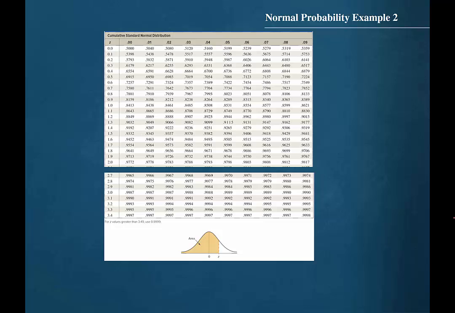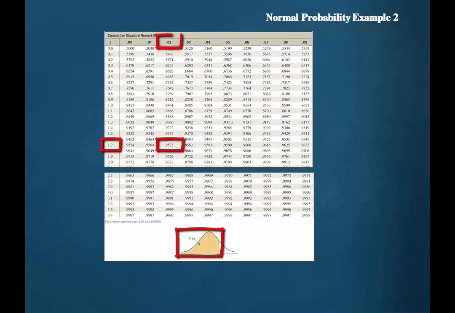We see at the bottom of this table the picture of the normal distribution. The 4 decimal place values in the body of the table correspond to the shaded region in the picture of the normal distribution. So the cumulative normal distribution probability associated with the z-score of 1.72 would be 0.9573.